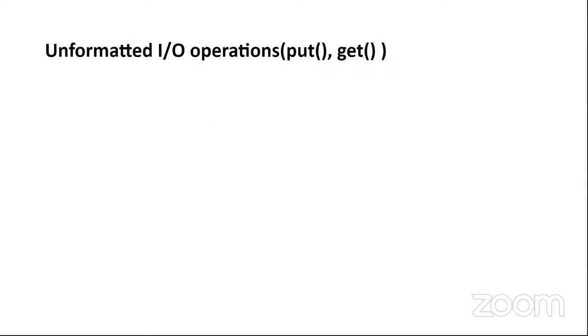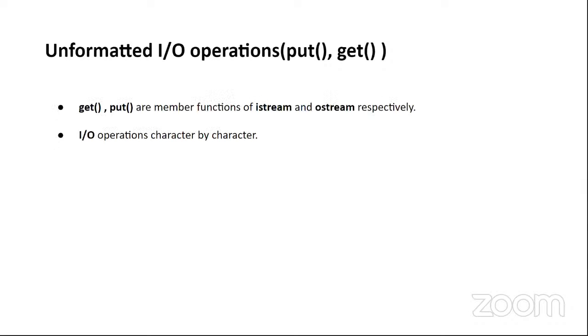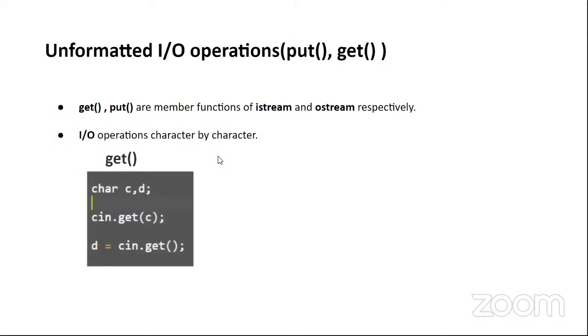Unformatted operations: put and get. get and put are member functions of istream and ostream respectively. These are used when the IO operations are done character by character. We can use the get function in this way: cin.get(c). So in two ways actually.